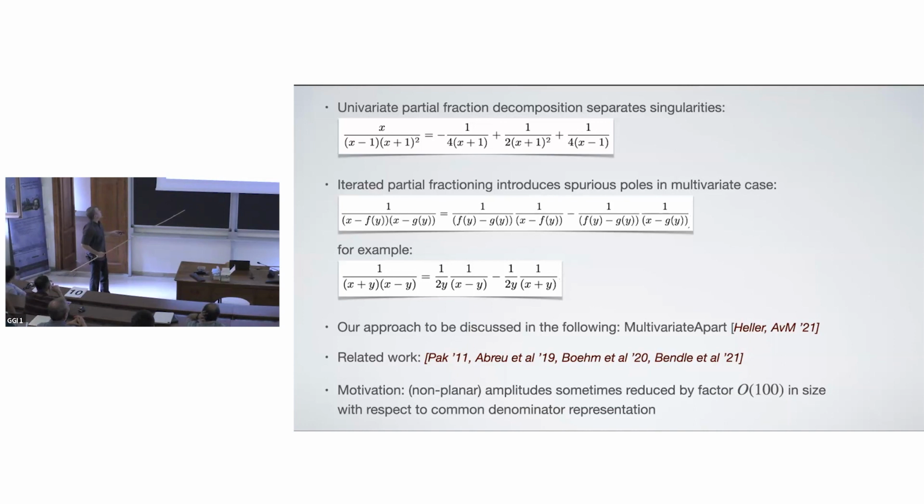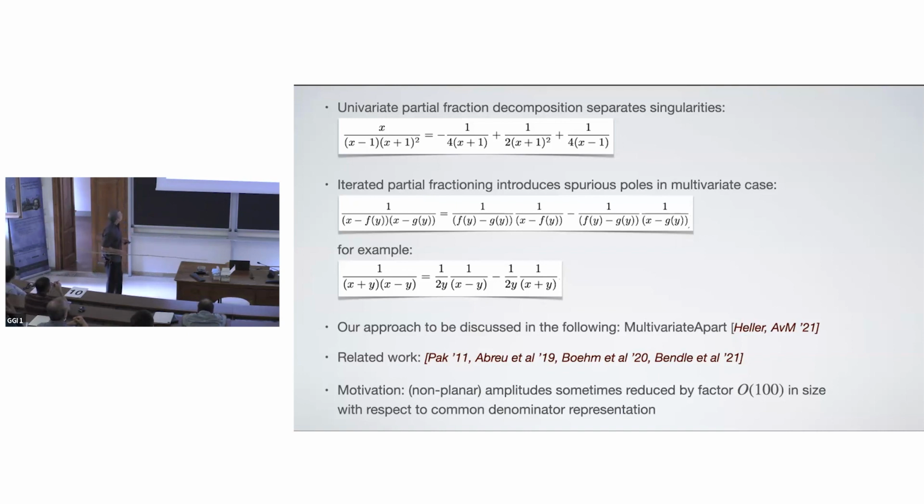Now, the naive approach would be to just iterate this in order to apply it to the multivariate case. If you would do this here in some way, you would end up, for instance, with this decomposition. Now, what you see here is that on the right-hand side, you have a pole at y = 0. But this is totally spurious. The left-hand side didn't have that. And this is a general pattern. But you can avoid introducing these spurious poles by doing a proper multivariate partial fraction decomposition.